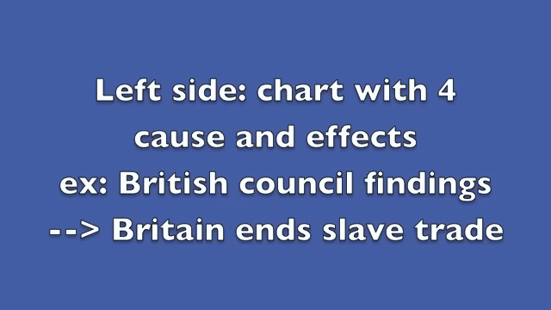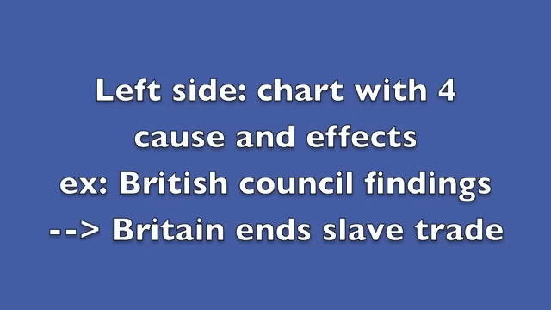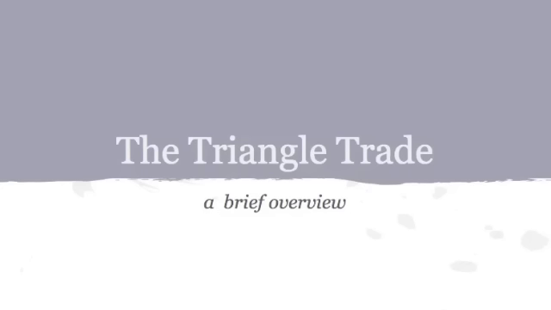Your left side today is you need to make a chart with 4 causes and effects that you find from the video. I won't say a cause and effect, you have to sort of figure it out. So an example would be, it mentions the British Council findings on slavery. An effect would be that they abolished the slave trade.